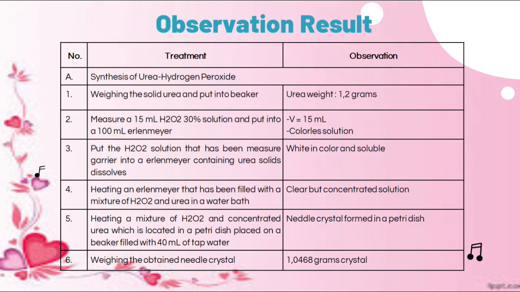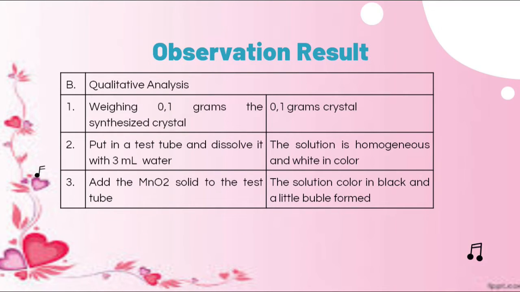Observation: the solution is clear. Then heat the mixture of H2O2 and concentrated urea in a petri dish placed on a beaker filled with 40 ml of tap water. Observation: crystals formed in the petri dish. Weigh the crystal obtained. Observation: 1.046 grams. Then the qualitative analysis.